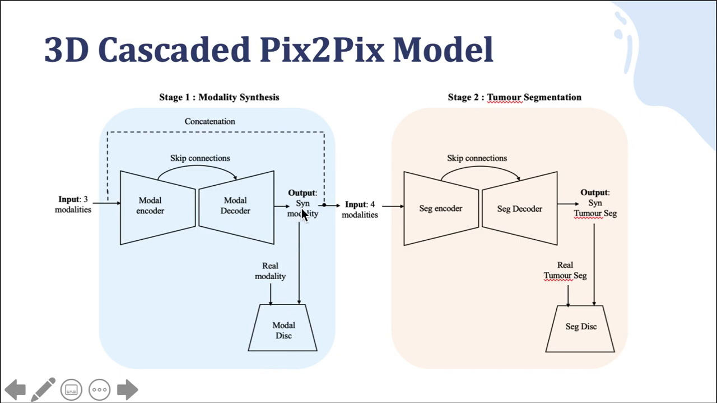Following the synthesis of the missing modality, concatenation of the existing modalities and synthesized modality is carried out, and the concatenated input is fed as the input to the second stage of the model. This input is used to train the model to output the tumor segmentation.